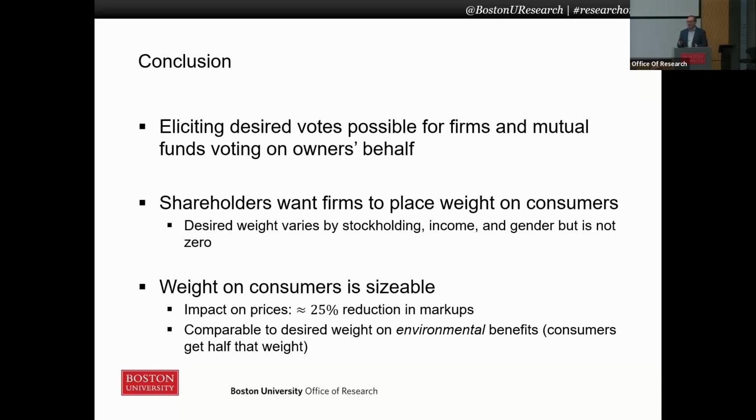This method, I think, provides information on consumer welfare and shareholders' desired weight on that, but can be used more broadly to identify shareholders' broader objectives.